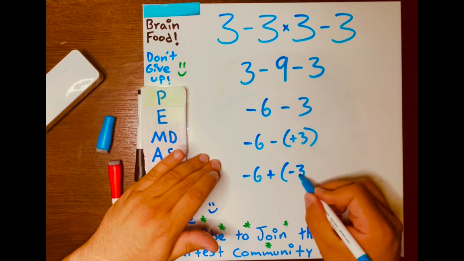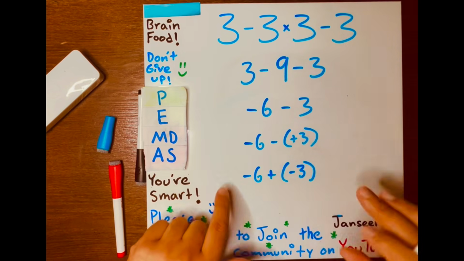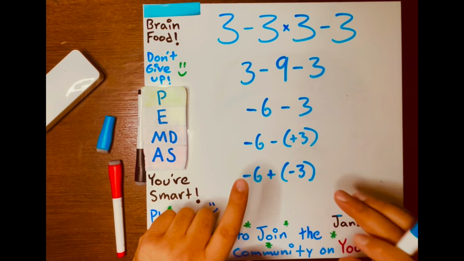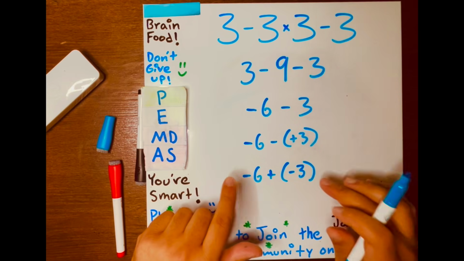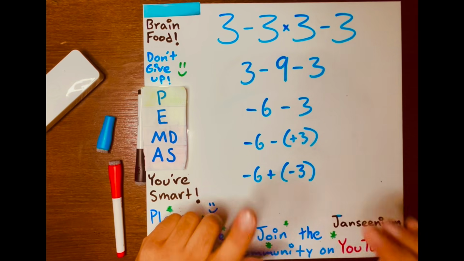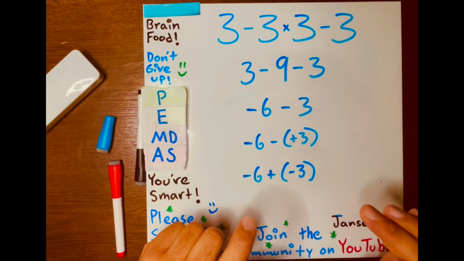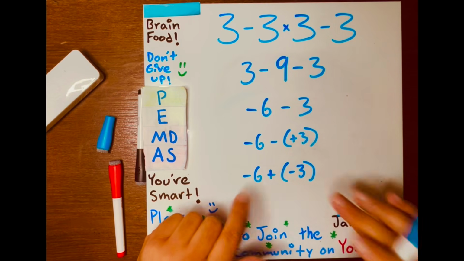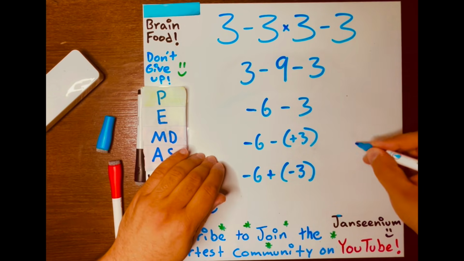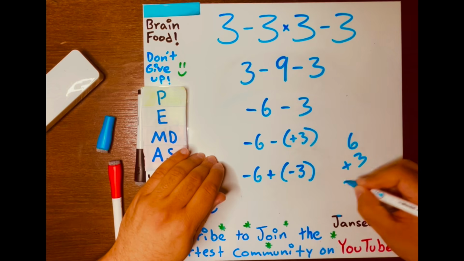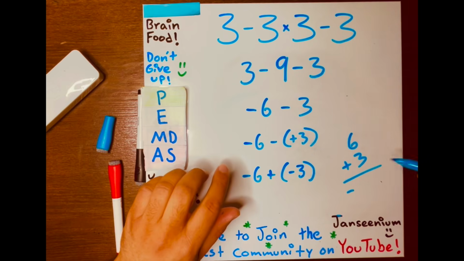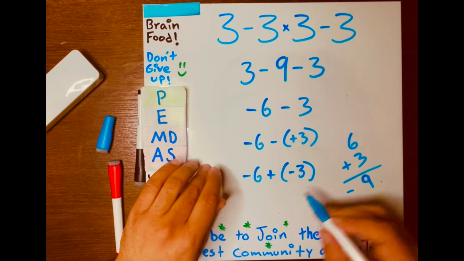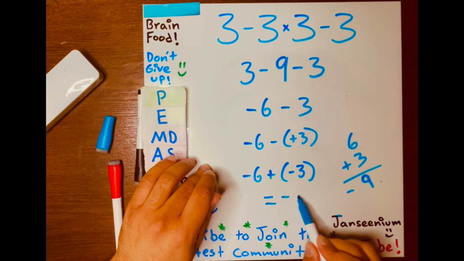So it's negative 3. And then you apply the addition rule, which states anytime you're adding two numbers with the same sign, you add them both and keep the same sign. So I add them both. So 6 plus 3, and you keep the same sign, so it's going to be a negative. 6 plus 3 is 9. So your answer is negative 9.